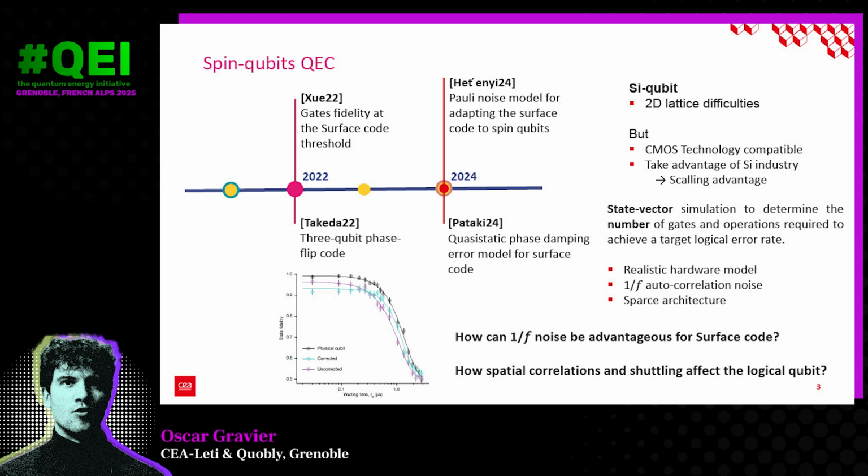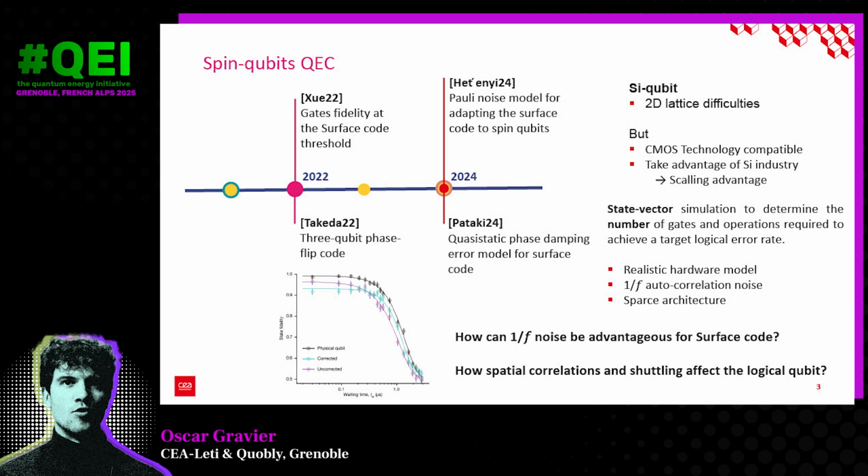So the work has continued for the surface code with theoretical work, and in 2024 there were two papers, one using a Pauli noise model to adapt the surface code to spin qubits, and another one doing a quasi-static phase damping error model based on spin qubit properties. And today, I'm going to present the evaluation we have done with a state vector simulation, so a very precise simulation of the surface code.